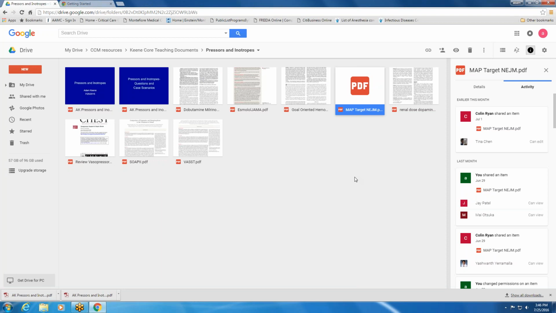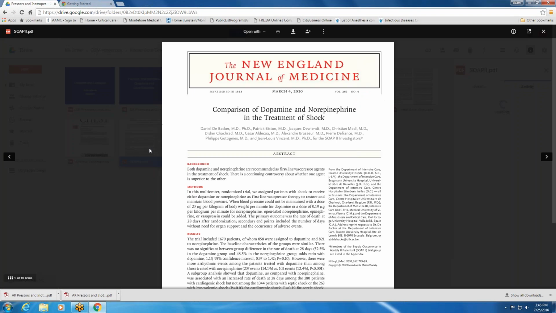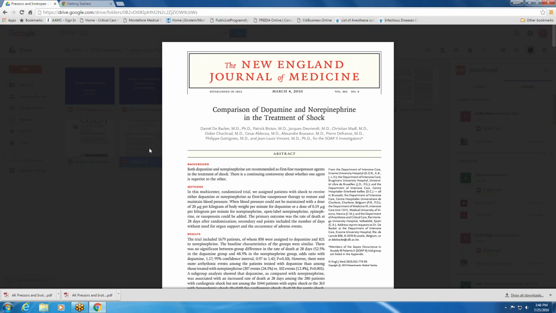Other articles here, the SOAP II trial. There's been a long debate over the use of the best, the ideal vasopressor in shock states. In Europe, dopamine was very much the preferred vasopressor. In the United States, norepinephrine for a long time has been the preferred vasopressor.